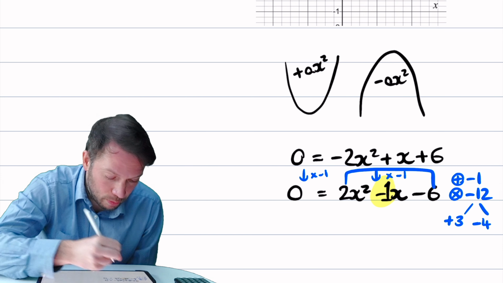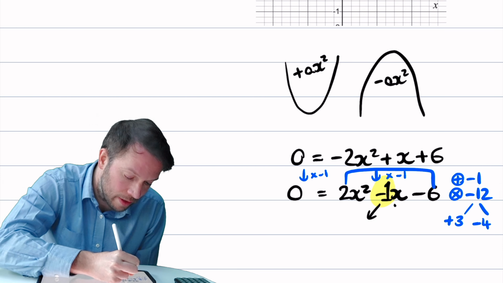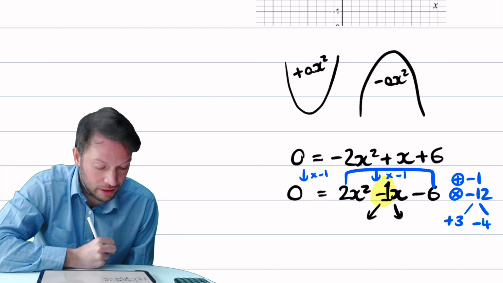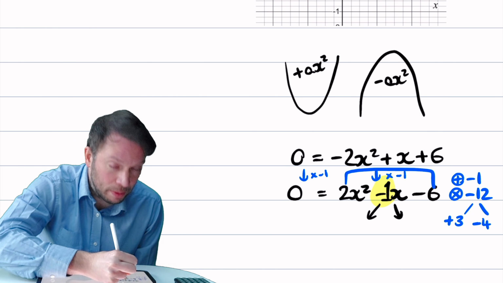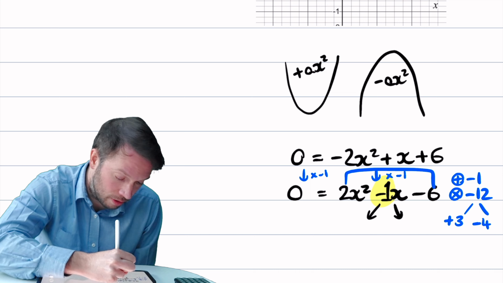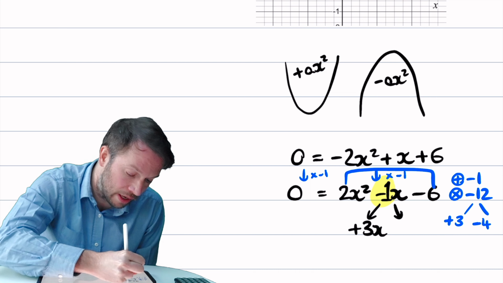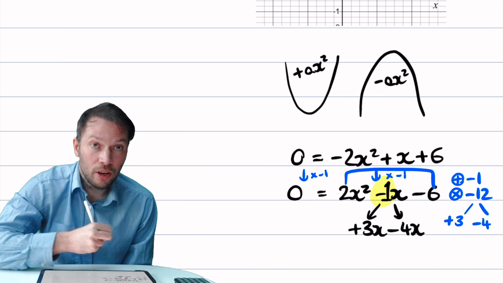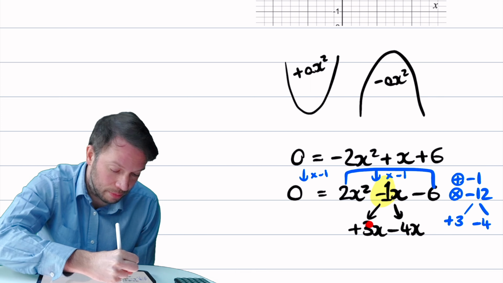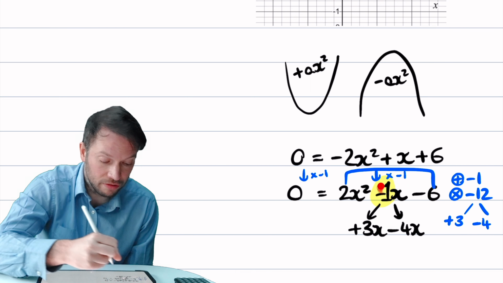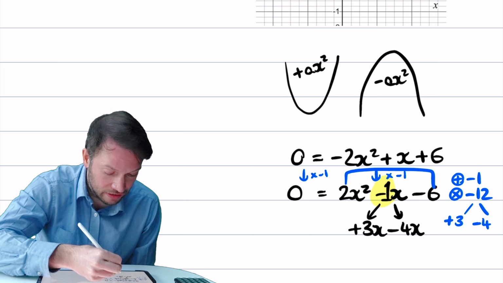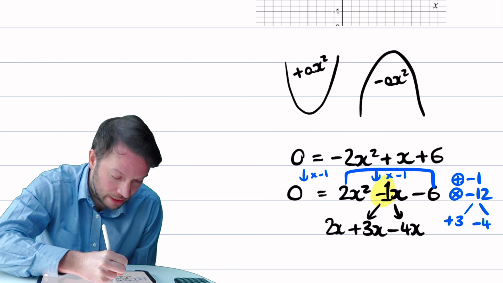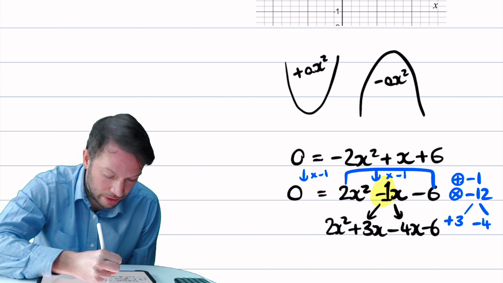And then what we do is we split the middle term using those two numbers. So we're going to split the minus 1x into plus 3x and minus 4x, because if you were to simplify that, 3x minus 4x would be the same as minus 1x, right? And then let's just copy the other terms. We have 2x squared here and the minus 6, and that's equal to 0.